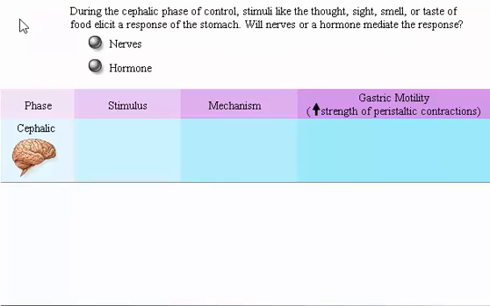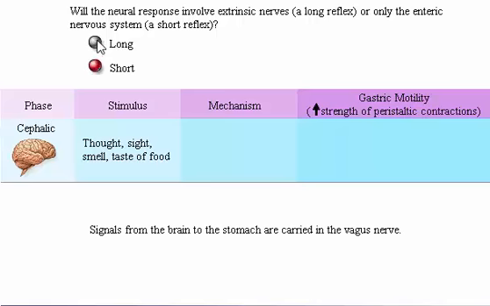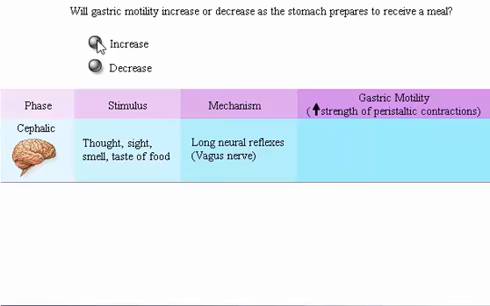During the cephalic phase of control, stimuli like the thought, sight, smell, or taste of food elicit a response in the stomach. Will nerves or a hormone mediate the response? Will the neural response involve extrinsic nerves, a long reflex, or only the enteric nervous system, a short reflex? Signals from the brain to the stomach are carried in the vagus nerve. Will gastric motility increase or decrease as the stomach prepares to receive a meal?